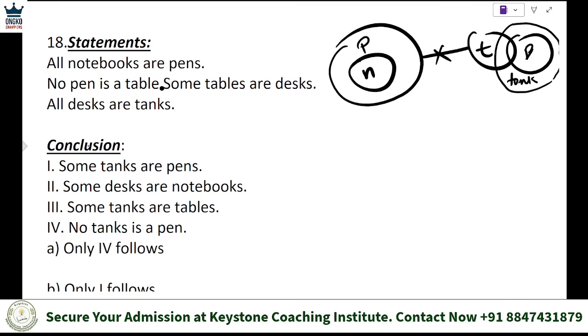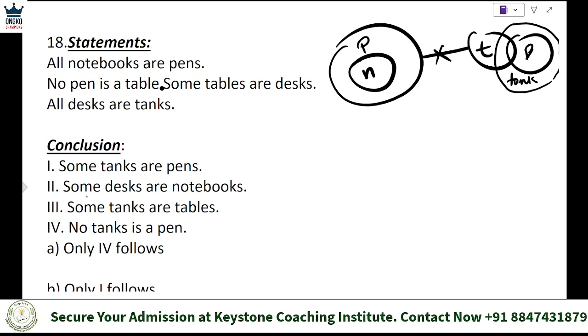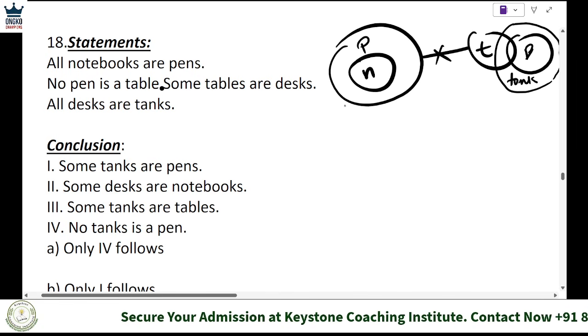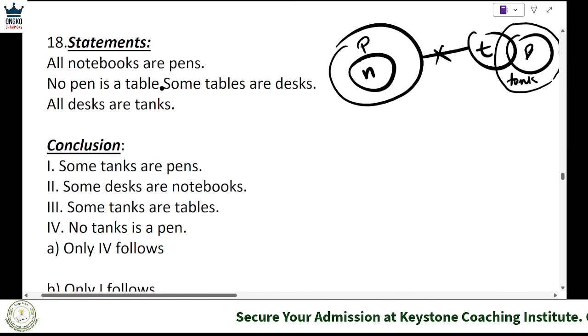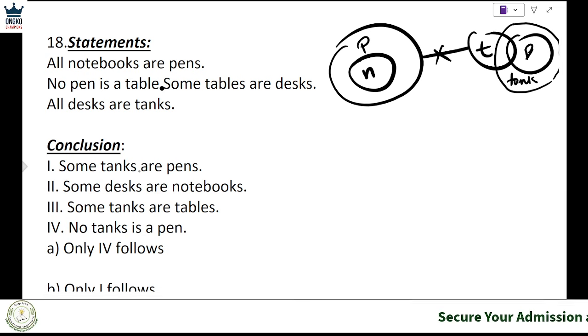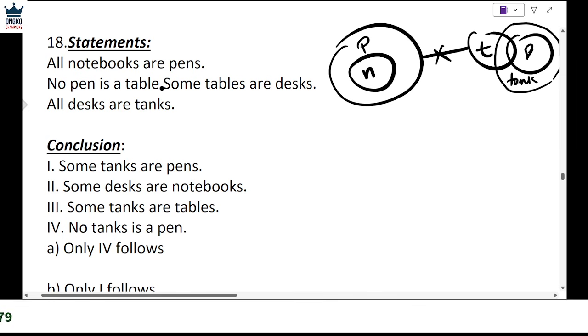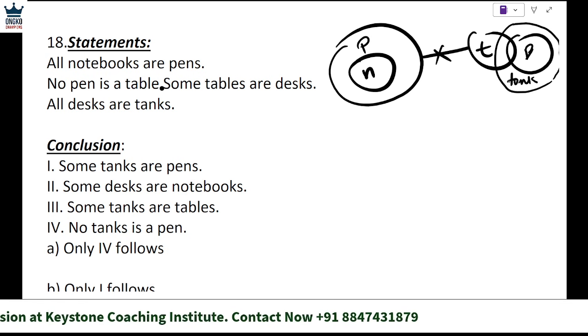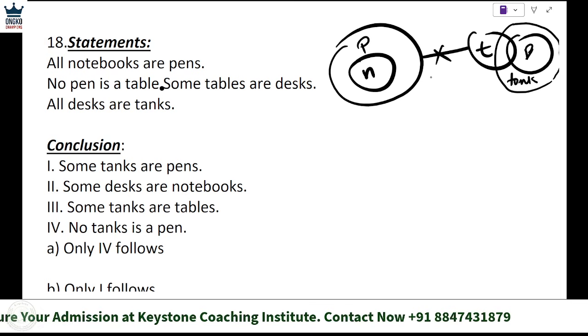In syllogism we have only two positive forms, which are some or all. So some tank are pen. Whenever you get a positive form, we will judge from the diagram itself. We will not rearrange it. Some tank are pen means tank and pen should join. In the diagram I should check whether they are touching or not. Tank is here, pen is here, so they are not even touching, right?